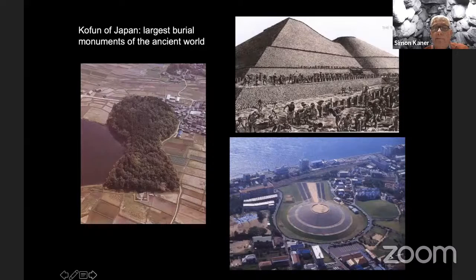So what are Kofun? Well, they are burial mounds. The word Kofun comes from two Chinese ideographs, ko meaning old and fun meaning mound. So they're old mounds. And the ones in Japan, some of them, represent the largest burial monuments of the ancient world. And here are just a few examples for you.